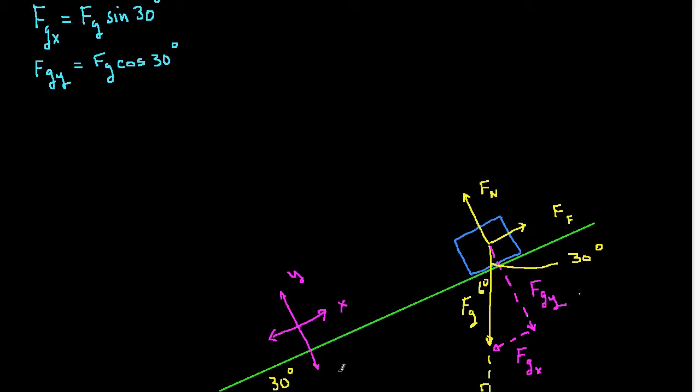Okay, so here we are solving this ramp problem for the second time. This time we're doing it with a coordinate system. So we're breaking the forces down into perpendicular components. We've chosen x to go this way and y to go that way.